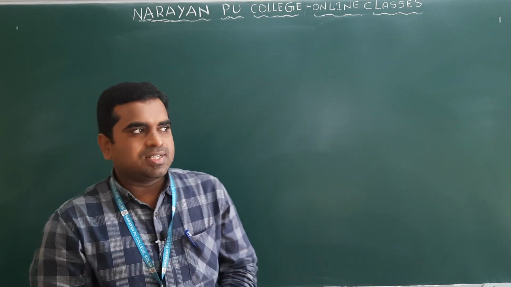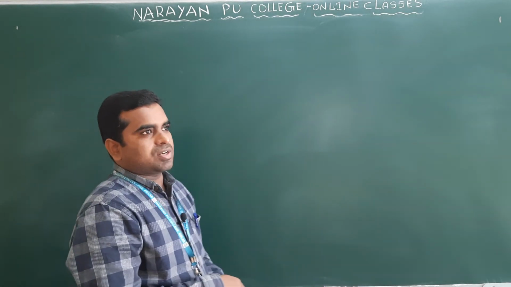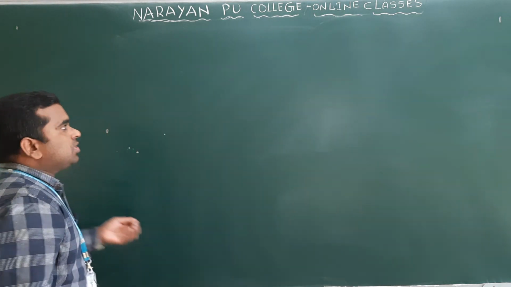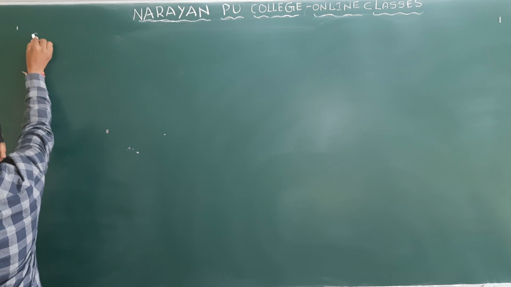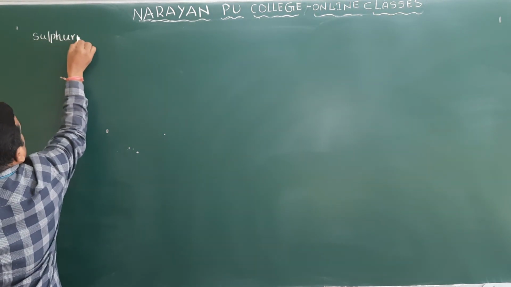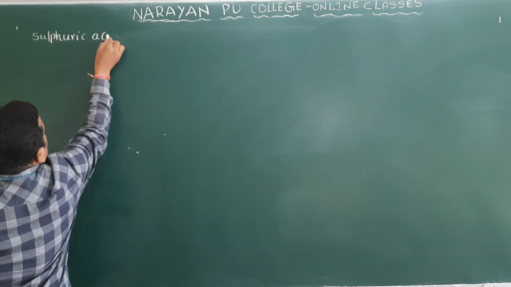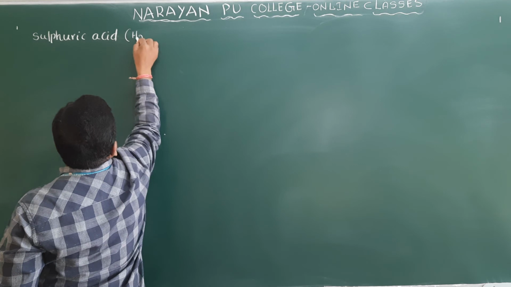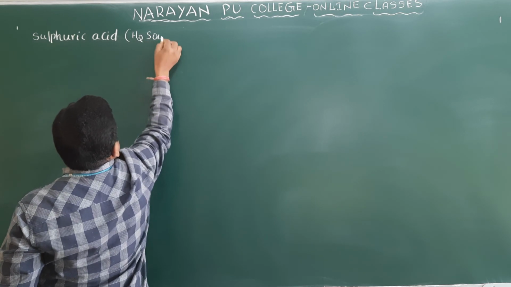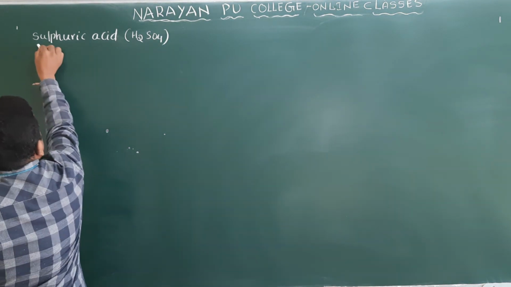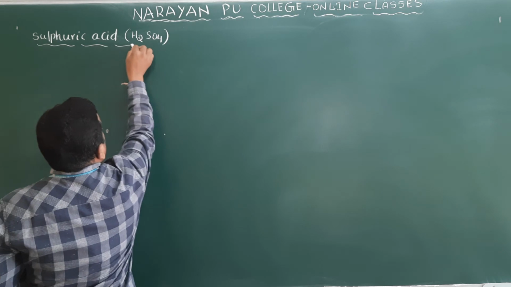The next very important concept for your PU examination is sulfuric acid. Put the next heading, sulfuric acid. What is the formula of sulfuric acid? We have already discussed it in the oxo acids. So it is sulfuric acid, and the preparation is there.